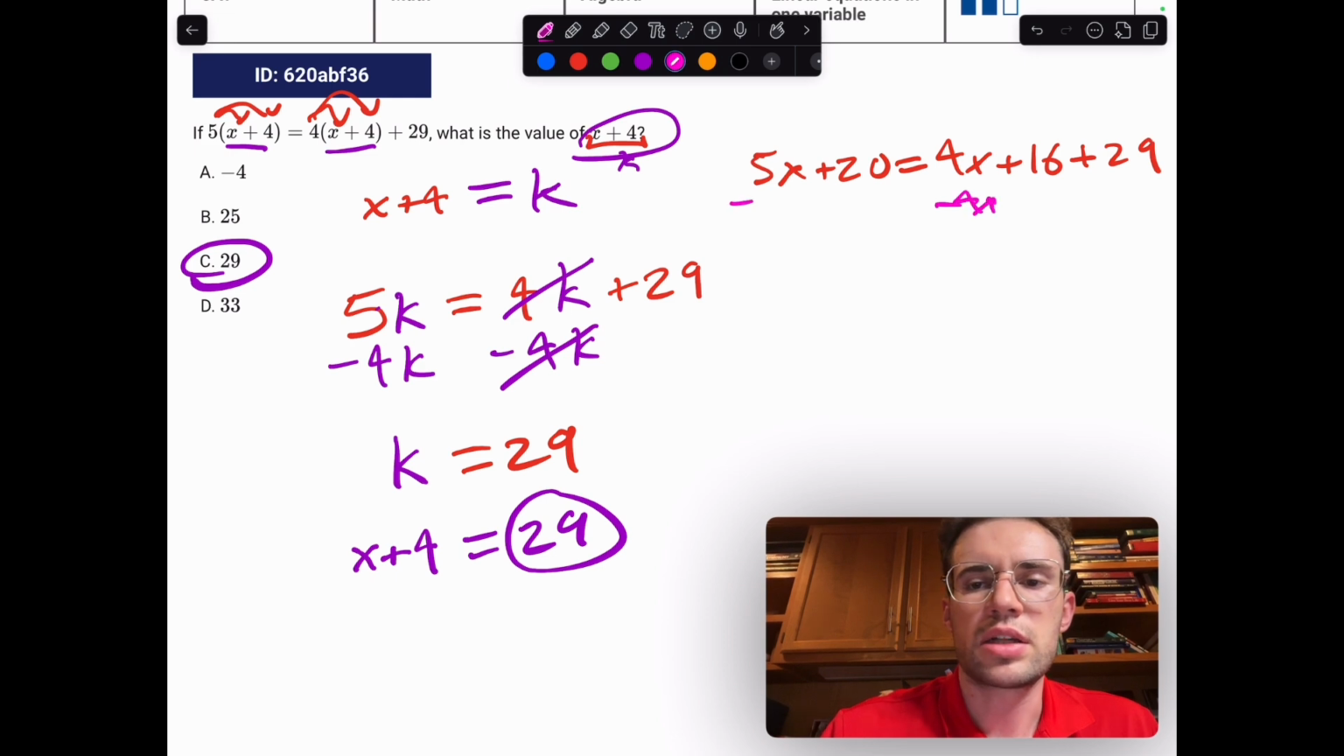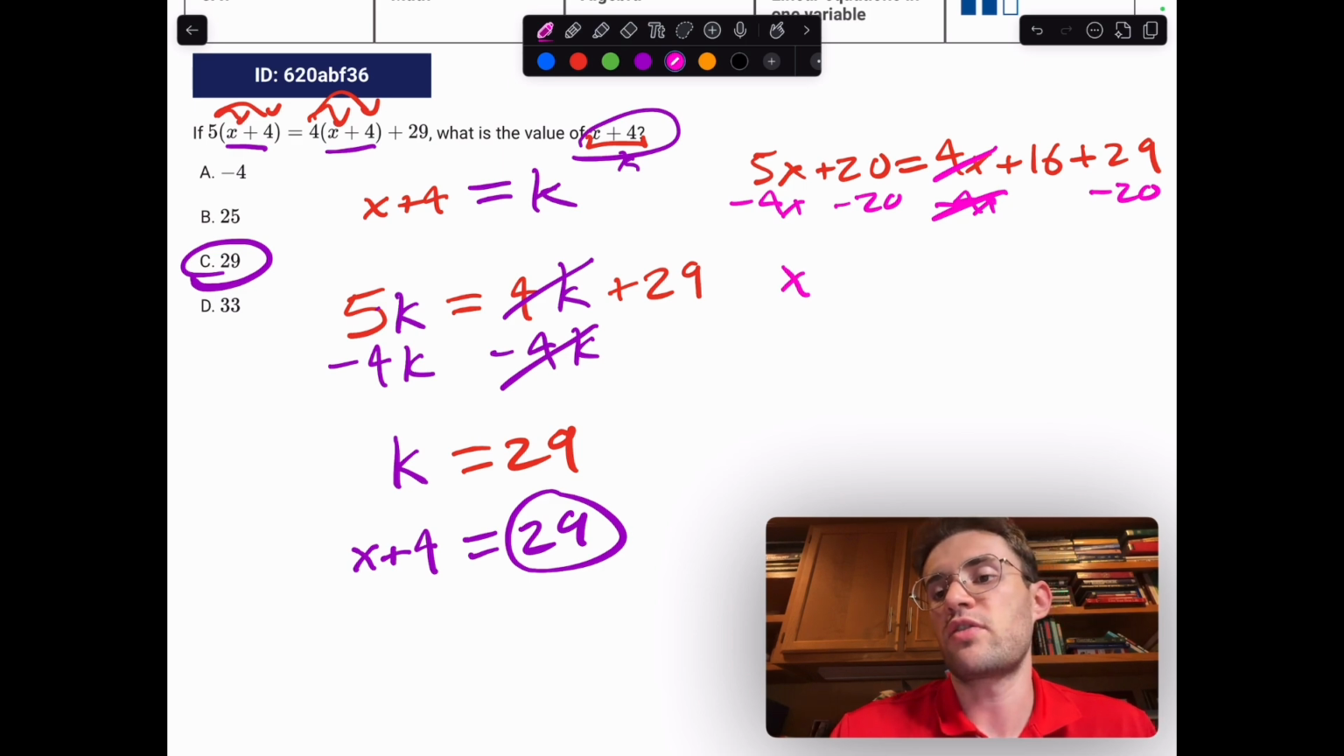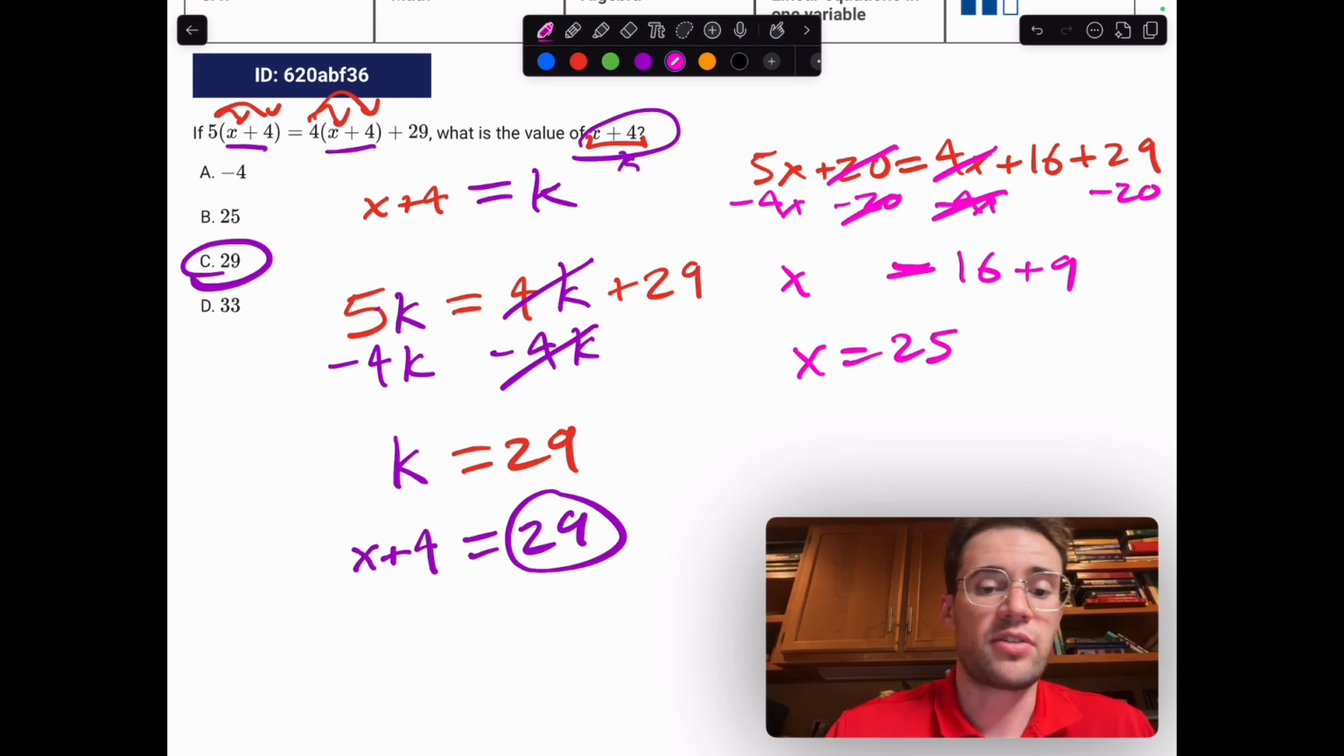Minus 4x, minus 20, minus 20. Right, so I'm getting the x's all alone on one side. Right, 4x minus 4x is 0. 5x minus 4x is just 1x, so x. And then I'm subtracting 20 from both sides to get rid of the plus 20. So the x's are alone. So 20 minus 20 is 0. 29 minus 20 is 9. So x equals 16 plus 9, which gives us that x equals 25, like I said before.